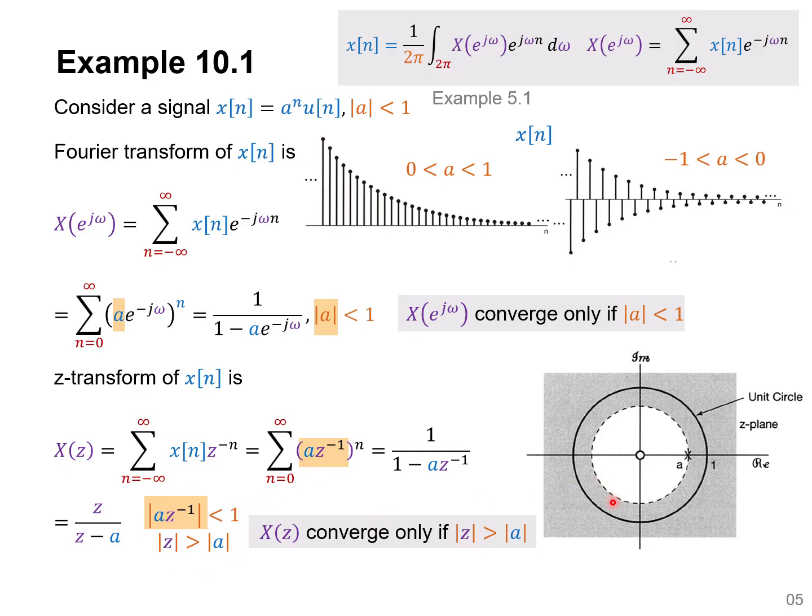The ROC is the shaded region outside the circle with the radius a in the z-plane because the magnitude of z must be larger than a. So the key ideas are: the Fourier transform works only when the magnitude of a is less than 1. The z transform works only when the magnitude of z is larger than a.